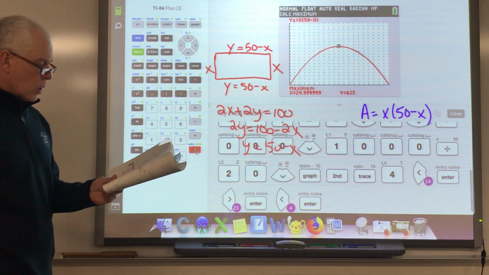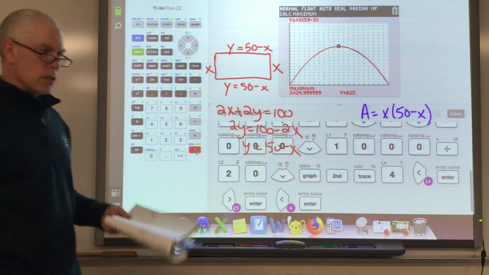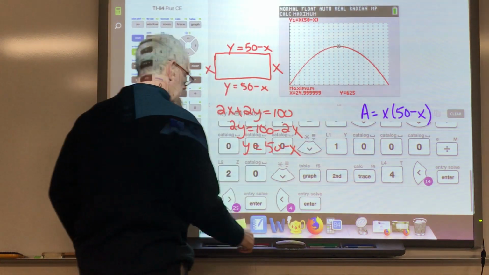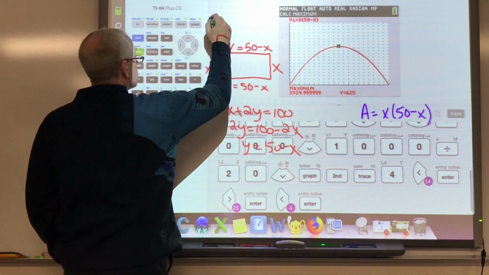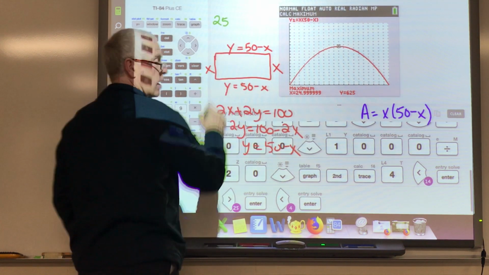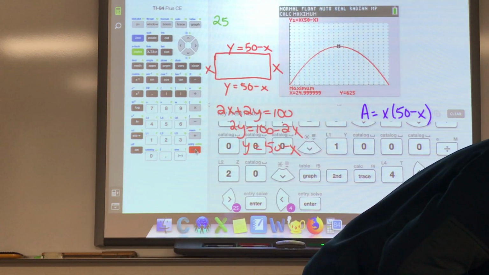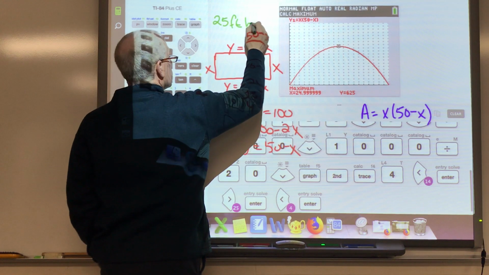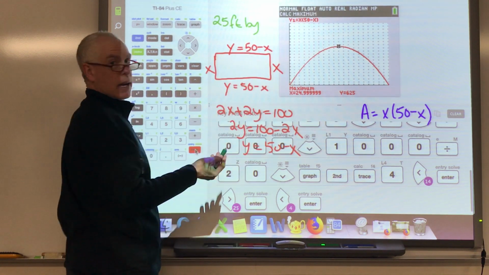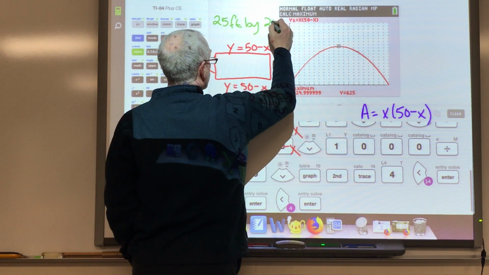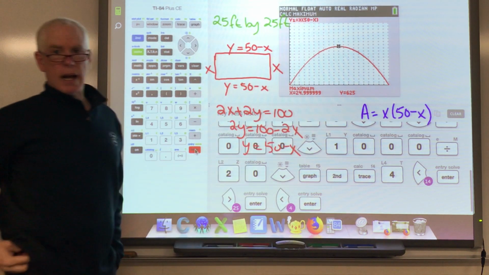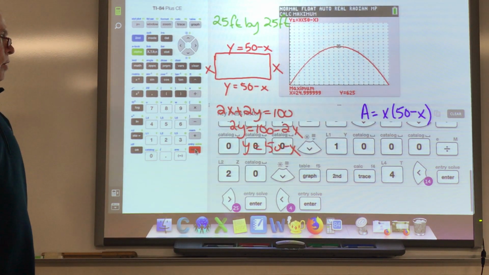Okay, now the question is, what should the dimensions of the garden be? Well, the width here is x. Okay, so it's going to be 25, and let's check our units. Feet. 25 feet by, and if you put a 25 back in for y, it turns out that's also 25. Okay, you end up with the square in order to maximize your area. So that's how I would tackle this one.